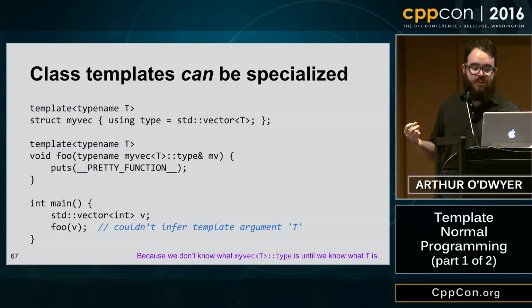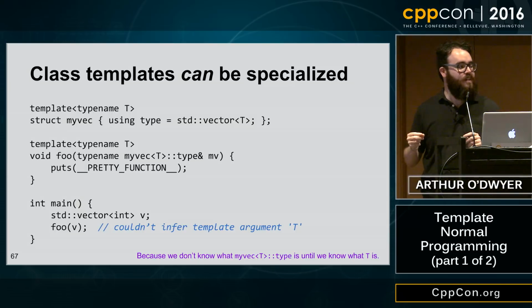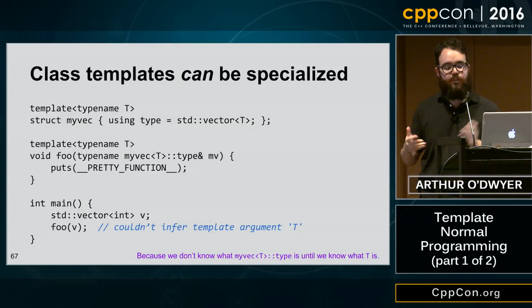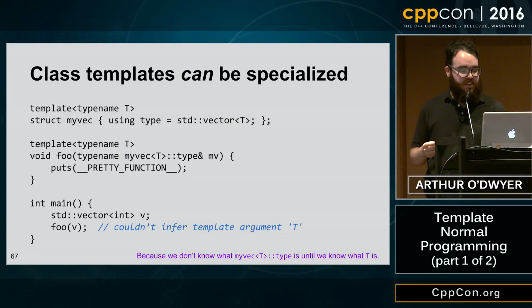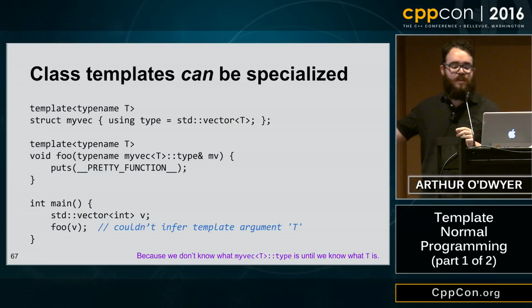Here's the very similar example using a pre-C++11 way of, well, it uses the using syntax, but we have a member typedef here where I have myvec of t :: type, and that I can specialize if I want to. I could make a full specialization of myvec for int, let's say, and I could say using type equals double. And what that means is that when I call foo of v down here, and v is a std vector of int, and I'm trying to match that up with this function foo that takes myvec of t :: type, well, I don't know what the type of mv is before I know what t is. So this parameter mv does not contribute to type deduction. It doesn't have anything to say about t. So I don't know what t is, so I can't infer template argument t, and so I get the error.